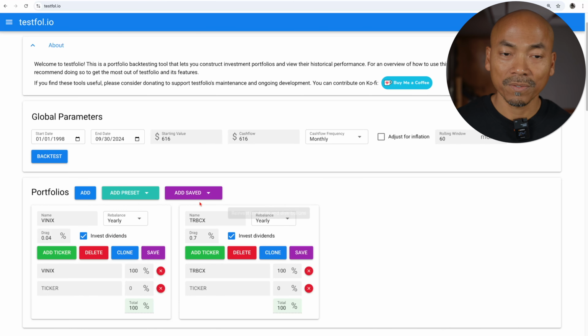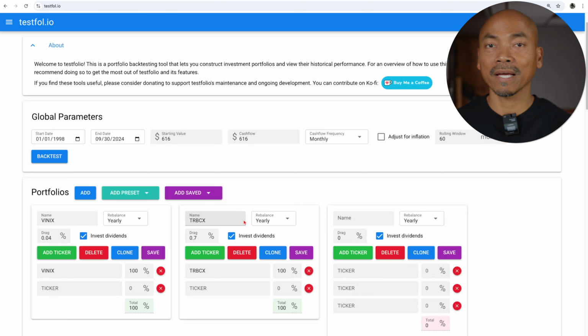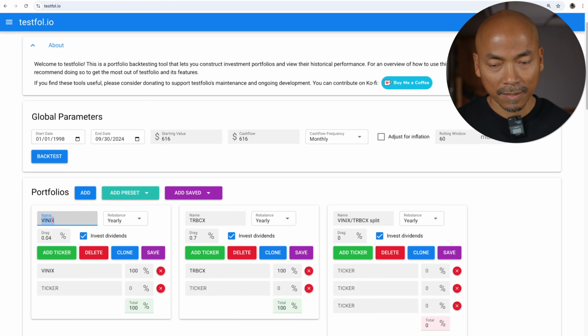Let's keep these 2. But what if I want my portfolio, instead of picking one and not picking the other, what if I want both? Let's try a different combination. Let's say VI9X and T. Rowe Price split 50-50. Let's do that.